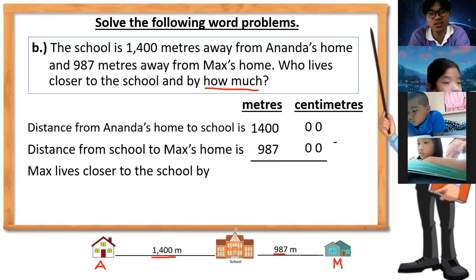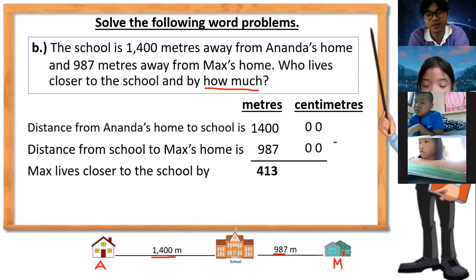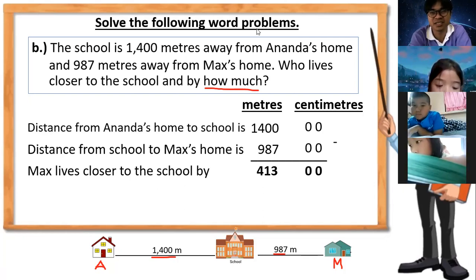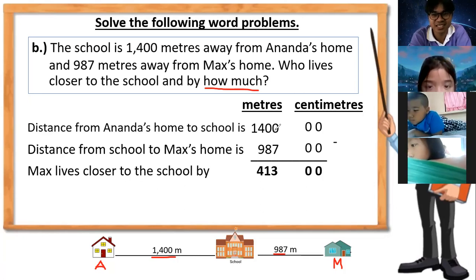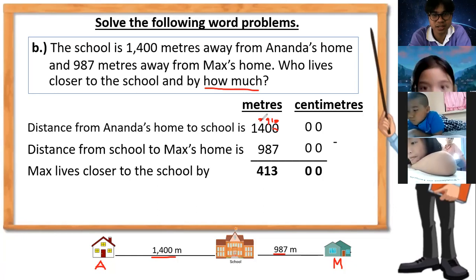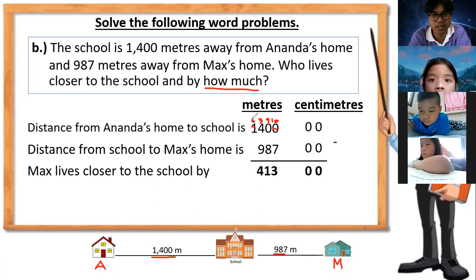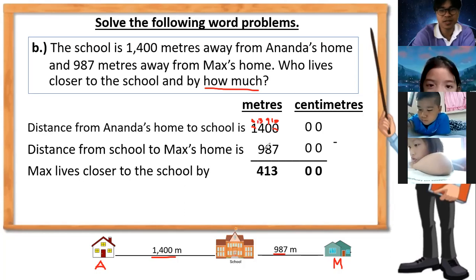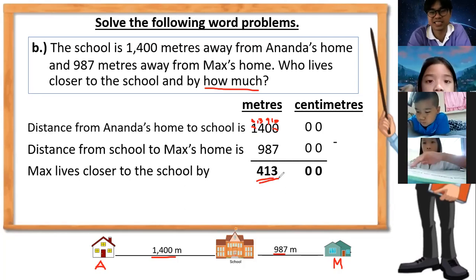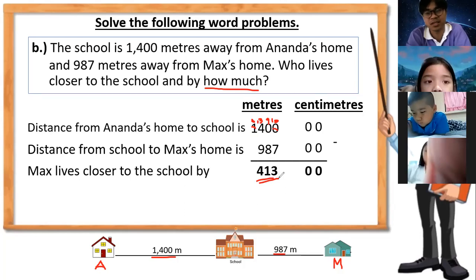Max lives closer to the school by 413 meters. Okay, it's 10 here, 10, 9, borrow becomes 3. So 10 minus 7, 3, 9 minus 8, 1, 3, 13. This 1, 0 becomes 13. 13 minus 9 is 4. So 413 meters.